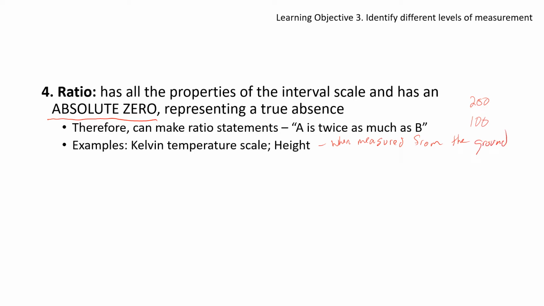So Kelvin temperature scale, a 0 degrees Kelvin means the absence of heat. A height of 0 when measured from the ground means an absence of height. Let me actually use an example using height. I'm going to put a person here. My drawing skills are fantastic. We've got the ground here.